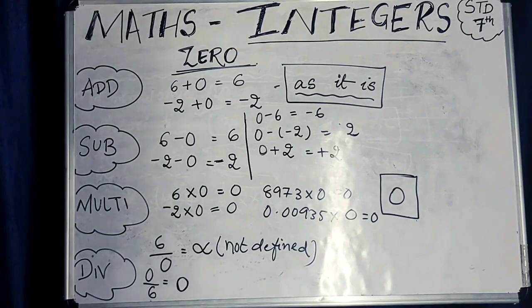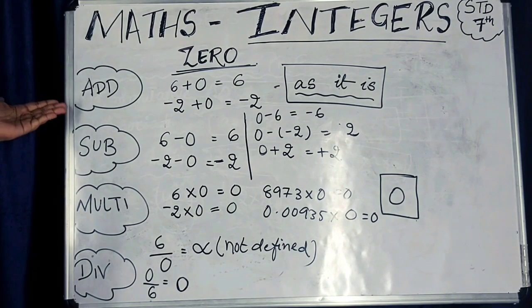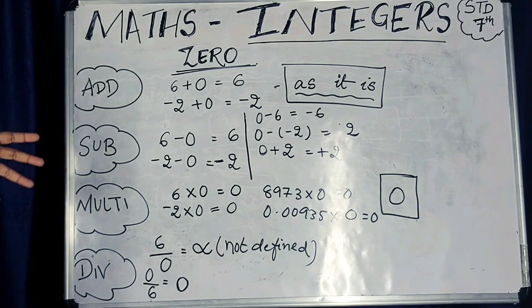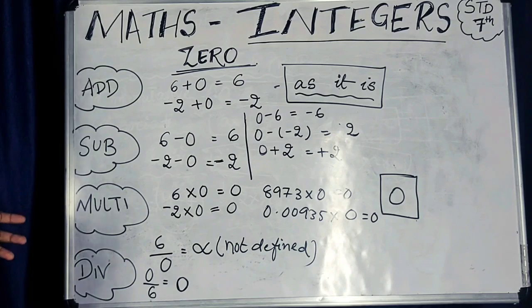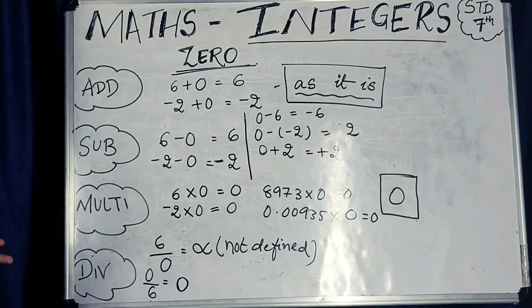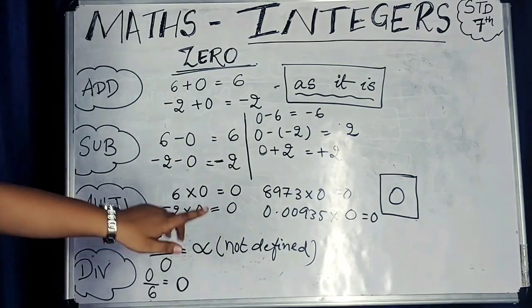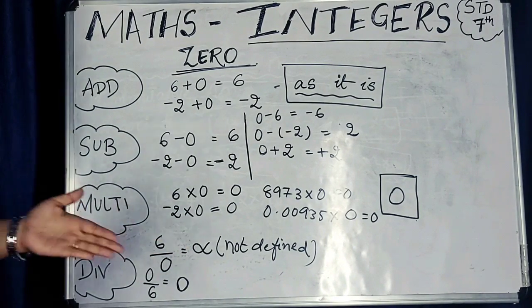So I am zooming it again, children. You just pause it and note it down in your notebook. In 0, we saw the addition: if any number is added with 0, it is as it is, any number it might be. And in subtraction, if you subtract 0 from any number, it will also be as it is.